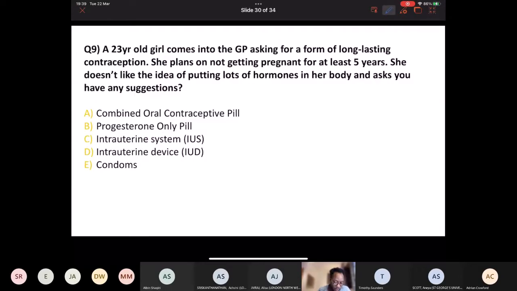Great. And we think this is the last one. A 23-year-old girl comes into the GP asking for long-lasting contraception. She plans on not getting pregnant for at least 5 years. She doesn't like the idea of hormones. Any suggestion from the list?